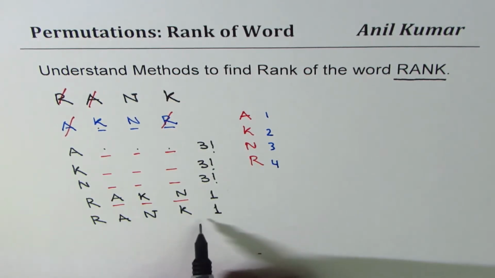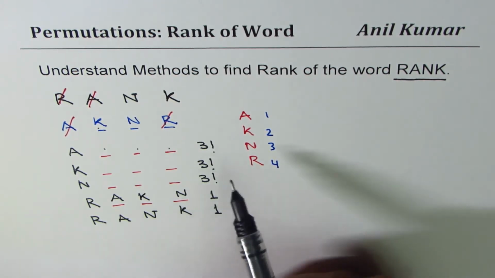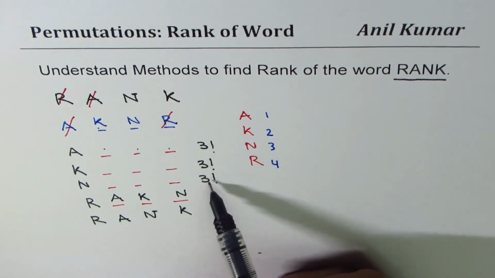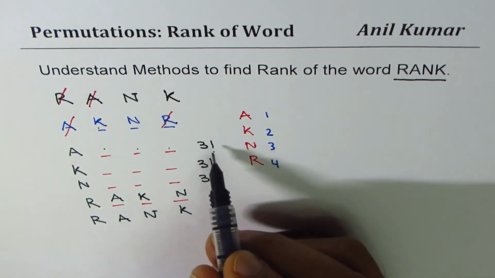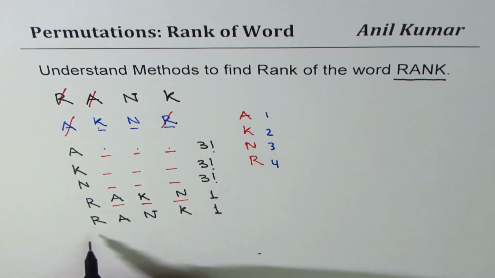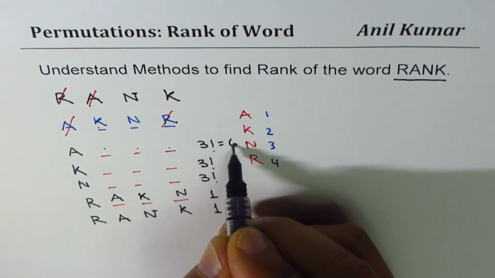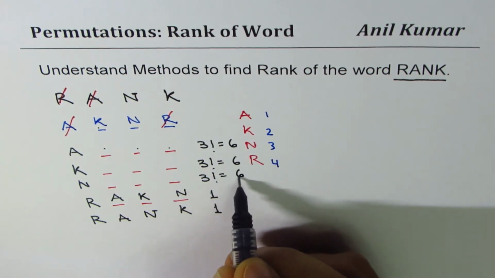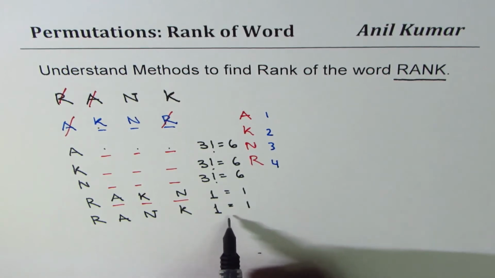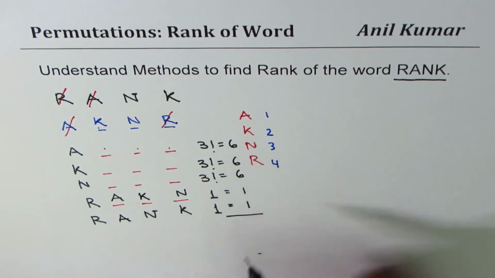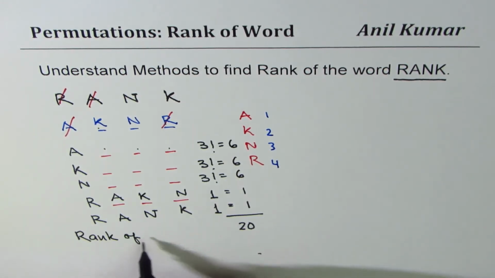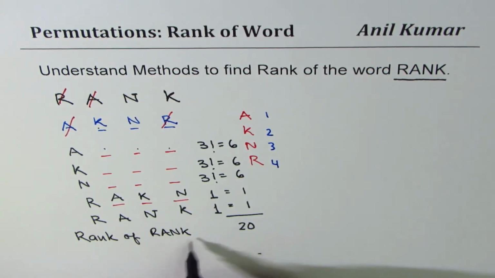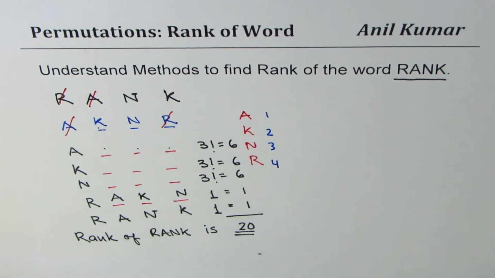So this word is the word which we're looking for, and its position is 3 factorial plus 3 factorial plus 3 factorial plus 1 plus 1, correct? Now what is 3 factorial? 3 factorial is 3 times 2, which is 6. So this is 6, this is 6, this is 6, this is 1, this is 1, and we add them all: 18, 19, 20. And we say the rank of RANK is 20.